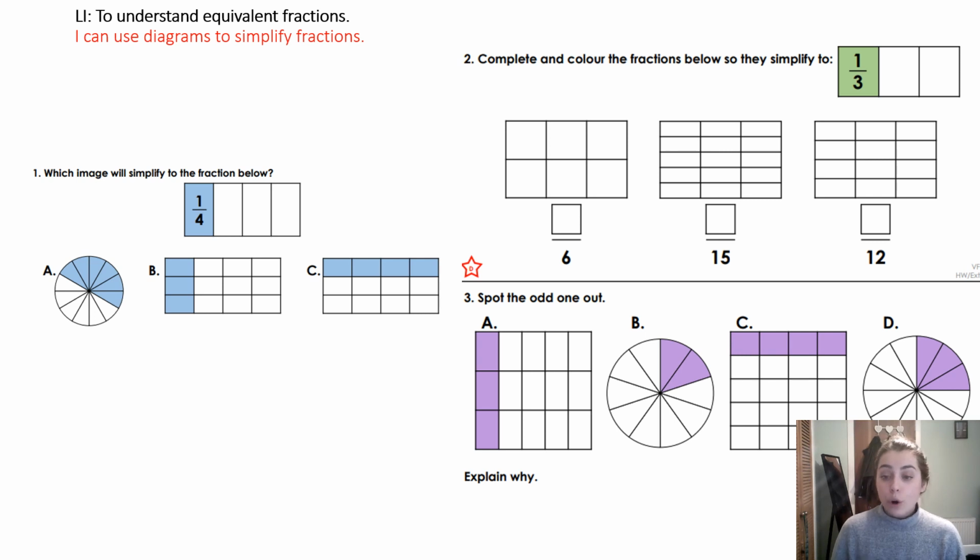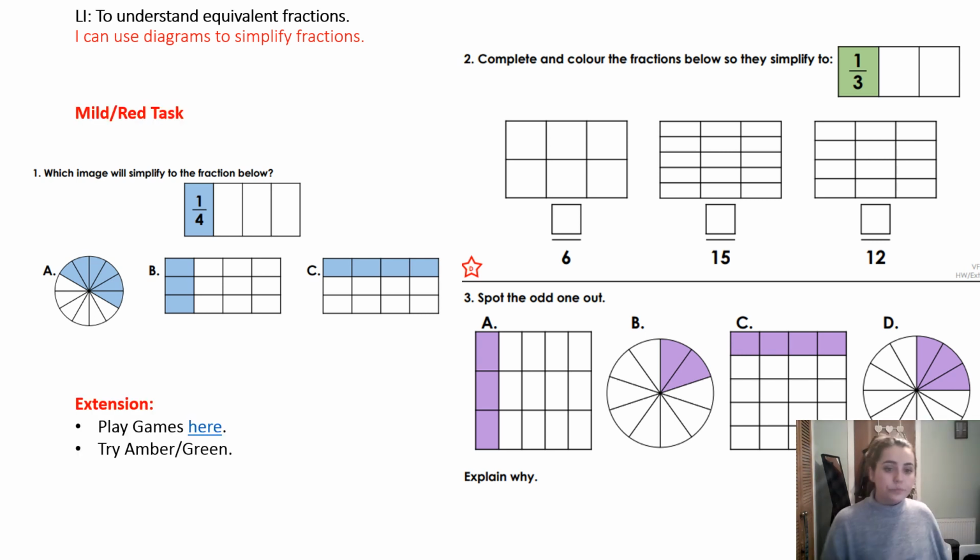So for your red challenge, this is you using diagrams to simplify fractions. What I'd like you to do is, for question 1, which image will simplify to the fraction below? Okay, so I've got 1/4 here. What is that equivalent to essentially? Okay, have a wee look. What is it equivalent to?